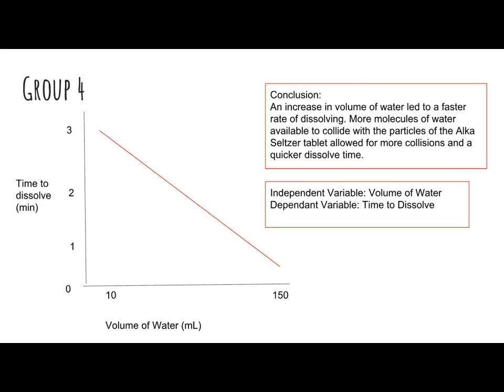So in our experiment, we had two different beakers, and one was filled with 10 milliliters of water, and another was filled with 150. And we placed Alka-Seltzer tablets in each of them. Our independent variable was the volume of water, and our dependent variable was the time to dissolve. So an increase in volume of water led to a faster rate of dissolving. The more molecules of water were available to collide with the particles of the Alka-Seltzer tablet, and that allowed for more collisions and a quicker dissolving time.